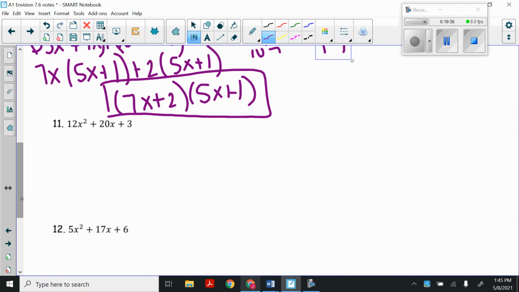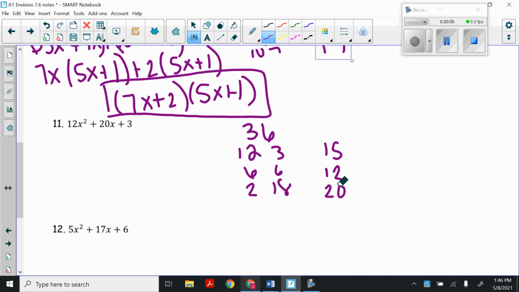Number 11, 12x squared plus 20x plus 3. I don't have anything in common I can pull out at the very beginning, so I go straight to multiply a times c. So 12 times 3 gets me 36. I know I can multiply 12 and 3 together, but when I add them, I get 15. 6 and 6 gets me 36, but when I add them, I get 12, and I'm trying to get a 20. 2 and 18 get me 36, and when I add them, I get a 20.